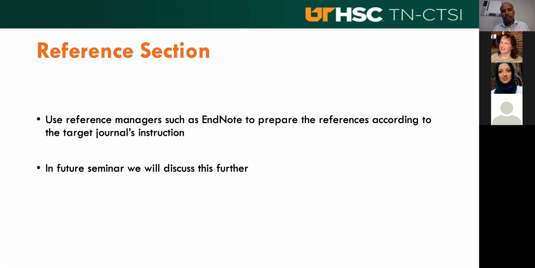So the next section is the reference section. Use the reference manager such as EndNote, Medline, and the likes to prepare the reference according to the target journal instruction. Adhere to the reference style that is recommended by the journal, the potential journal. We will be discussing reference using reference managers in our next presentation.